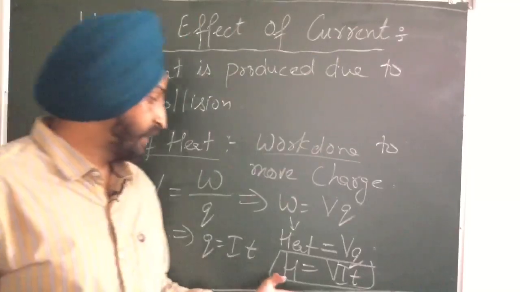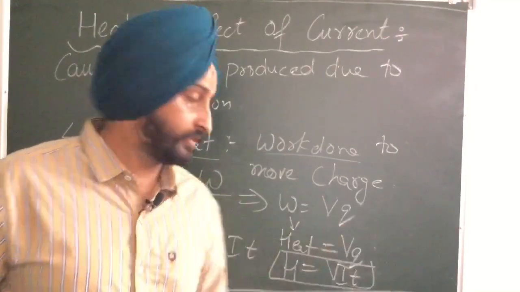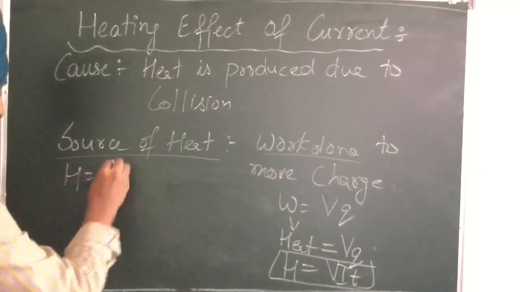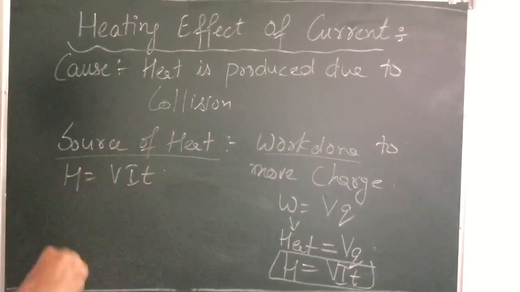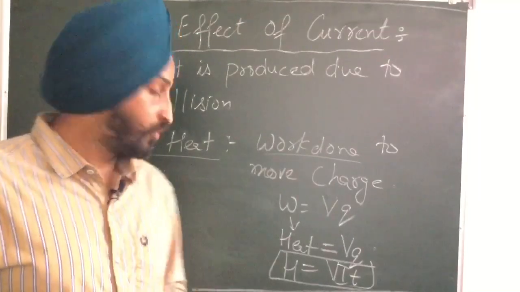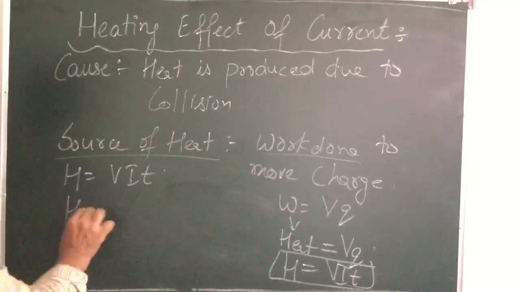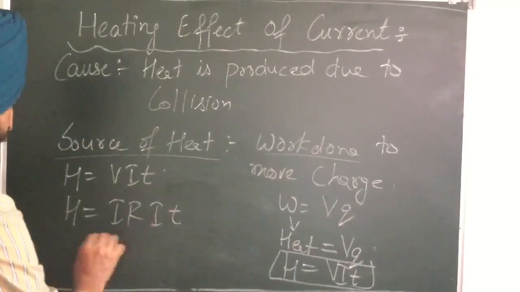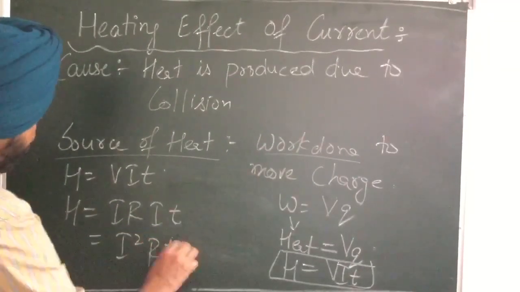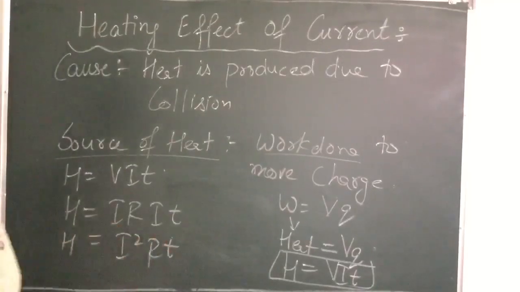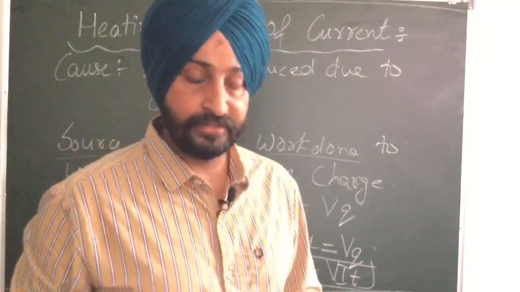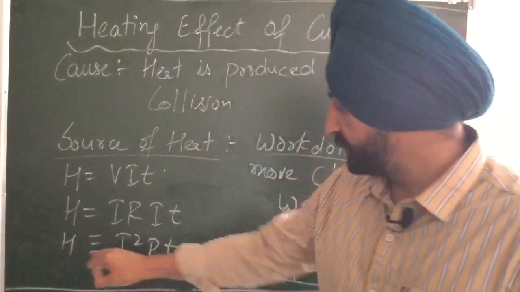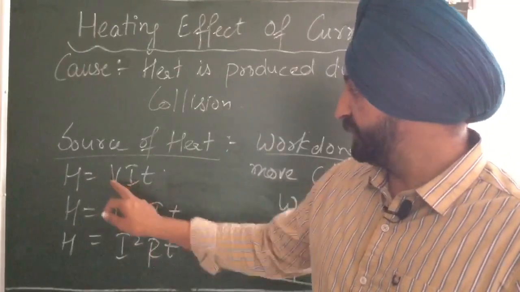So further we can write this formula in a number of other forms. Here we have heat is equal to VIT. If I substitute the value of V from Ohm's law, what is the value of V from Ohm's law? It is equal to IR. So what will I be getting? I will be getting I square RT. So heat is equal to I square RT. This is the same formula that we did in class 10th under the heading of Joule's law of heating. So heat can also be written equal to I square RT. It can be written VIT.